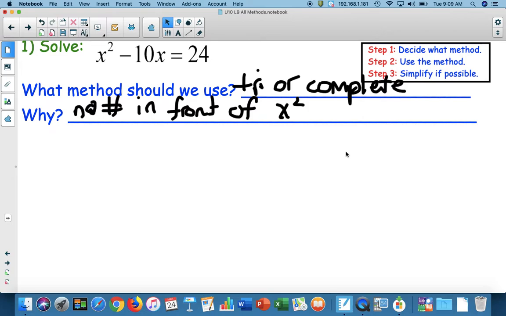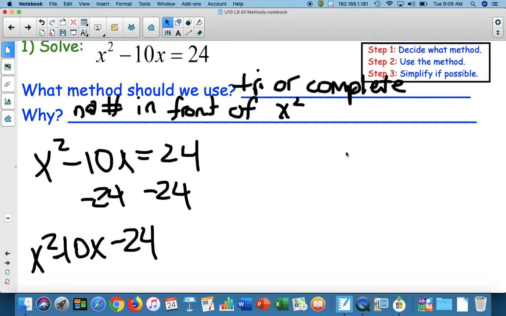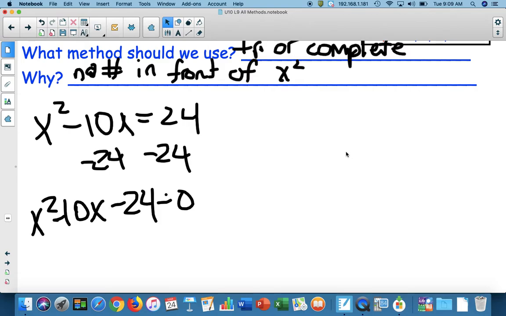again, we have x squared minus 10x equals 24. Here we would subtract 24 over, because remember, we have to factor. So we need everything by itself. So we would subtract 24 over, and we get x squared minus 10x minus 24 equals 0. All right? From here, just do your trinomial method.